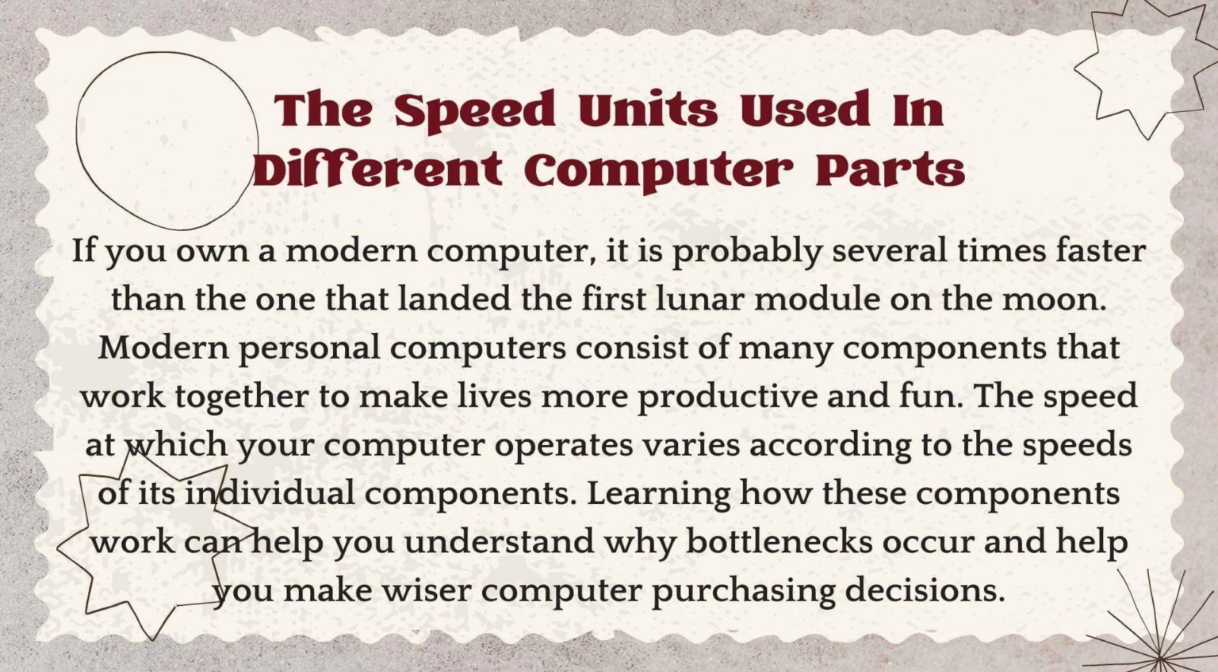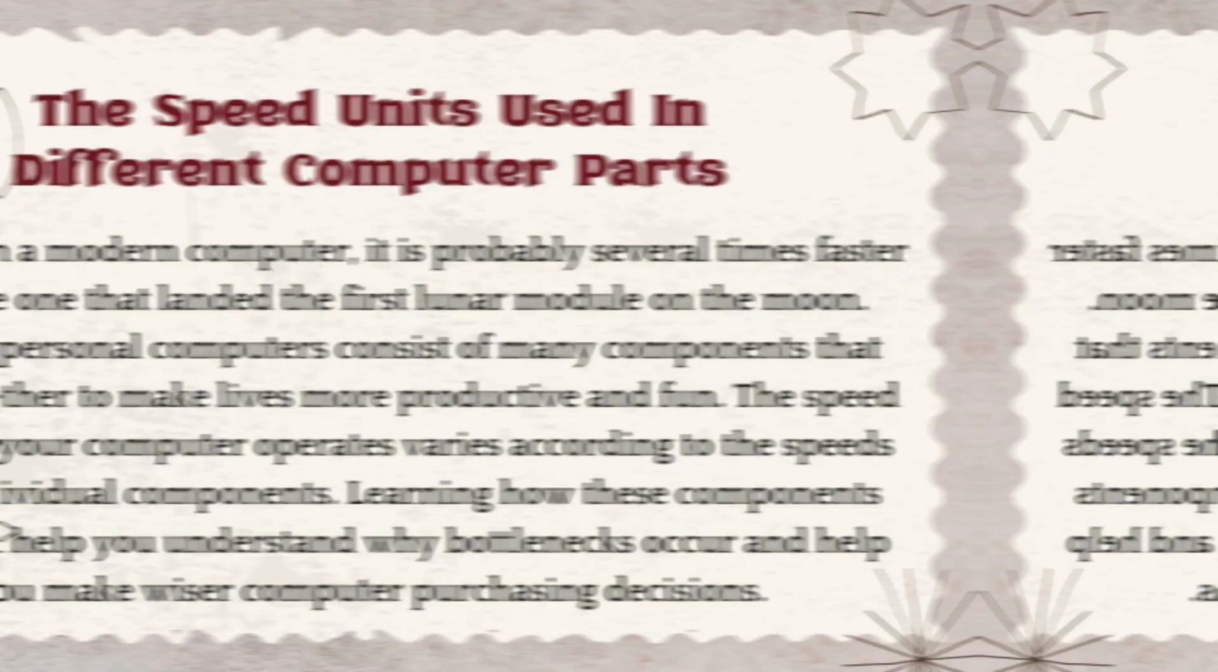What are the speed units used in different computer parts? If you own a modern computer, it is probably several times faster than the one that landed on the first lunar module on the moon. Modern personal computers consist of many components that work together to make lives more productive and fun. The speed at which your computer operates varies according to the speeds of its individual components. Learning how these components work can help you understand why bottlenecks occur and help you make wiser computer purchasing decisions.